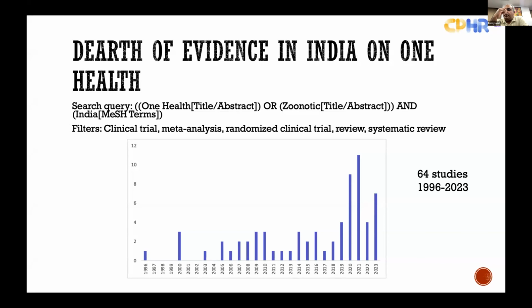So the first paper was published in 1996. However, by 2023, you notice that in PubMed, there are only 64 studies which are focusing on One Health or zoonotic diseases and India. And this was very alarming because if you do not have more evidence from a context such as India, which is wide and diverse, in terms of the reach, in terms of a lot of contextual understanding, and also understanding of burden of zoonotic diseases, there seems to be a huge dearth of evidence.